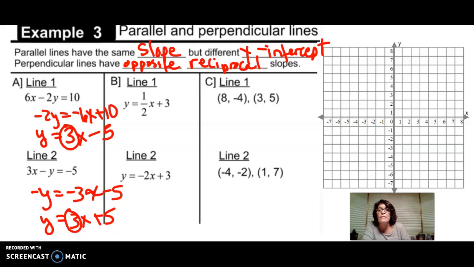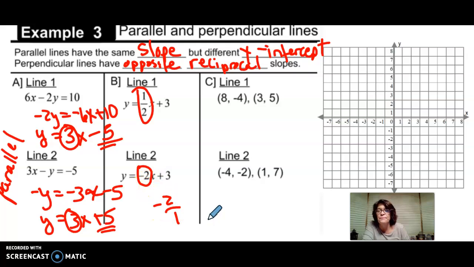So, yep, these are parallel lines. They have the same slope, right? Different y-intercepts. One of them's going through -5, one of them's going through +5, but the same slope. Those are parallel lines. These are perpendicular lines. 1/2, -2. Remember, -2 could be written as -2/1. So these are perpendicular lines.